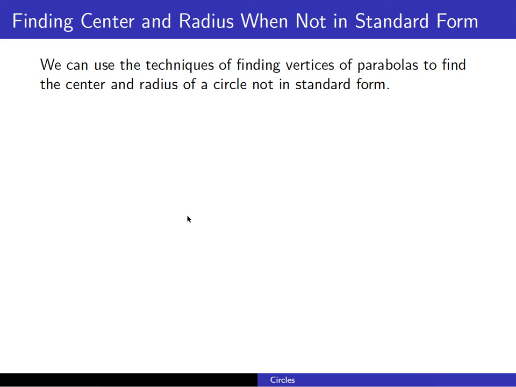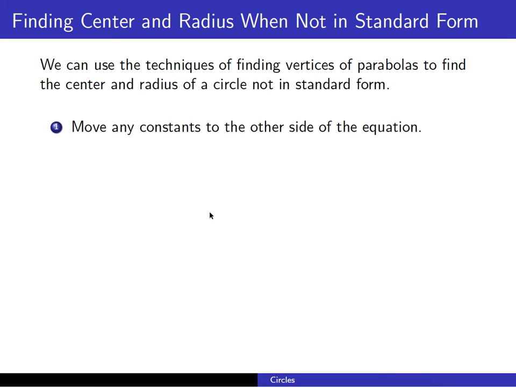Now, we can use some of the techniques that we learned in the parabolas, in particular finding the vertices of parabolas, to find the center and the radius of a circle that is not in standard form. This video is going to introduce things a little bit differently than a lot of other teachers and professors will. The other, more popular way, which I'm not going to use, is called completing the square.